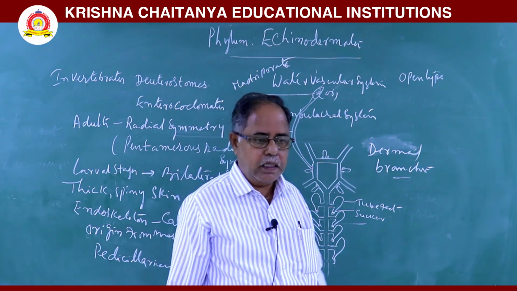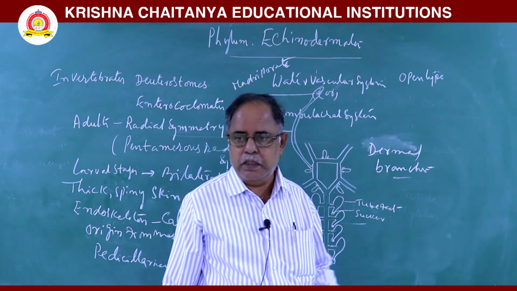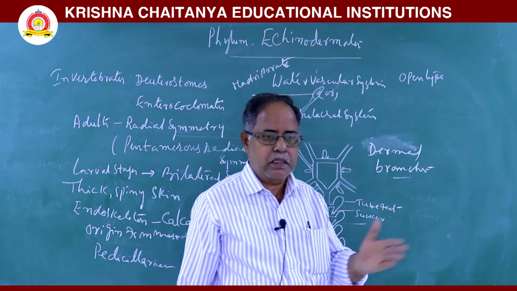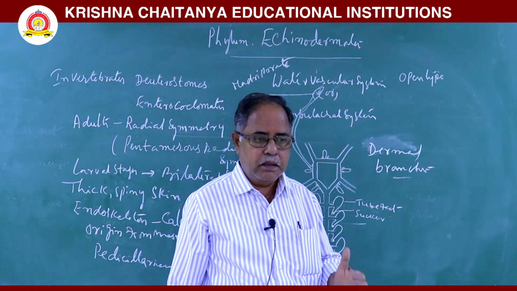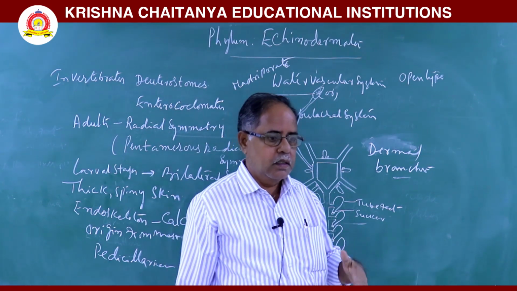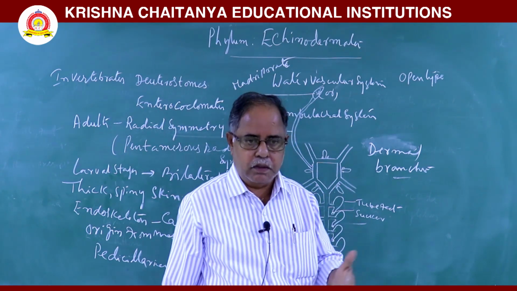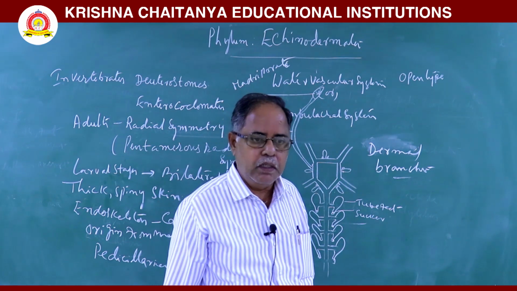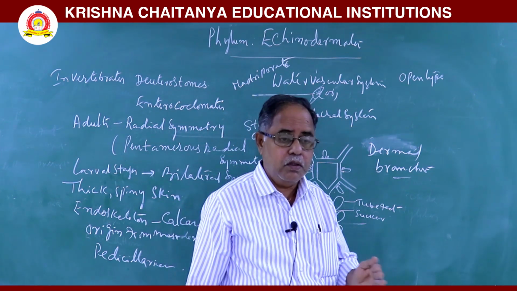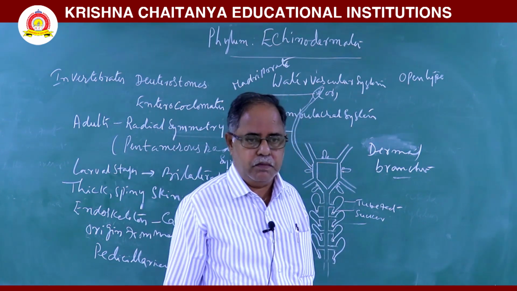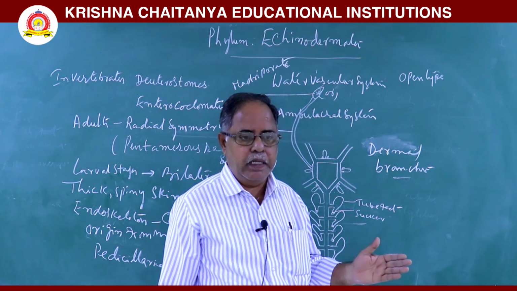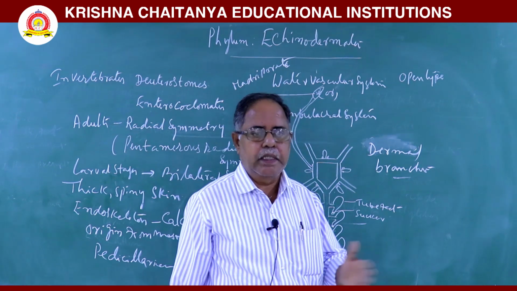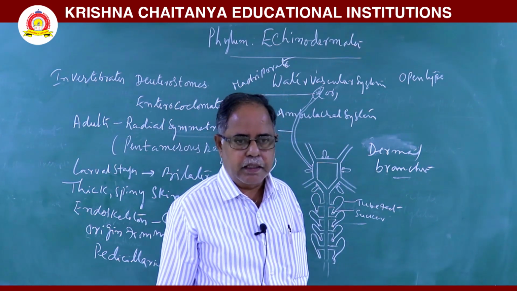Next, they are unisexual animals. That means sexes are separate, males and females are separate. They do not show sexual dimorphism. That means we can't identify the male and female animal by external characters.